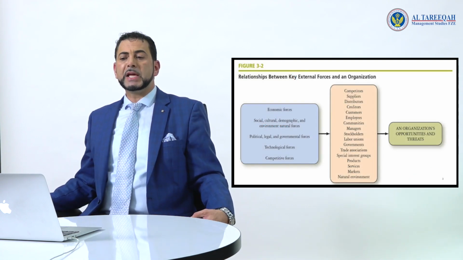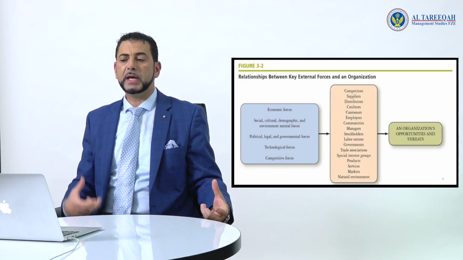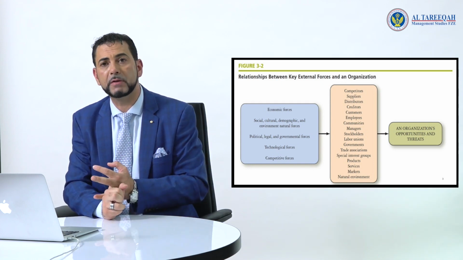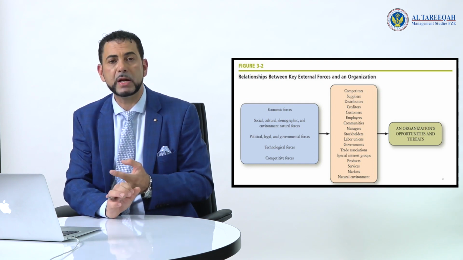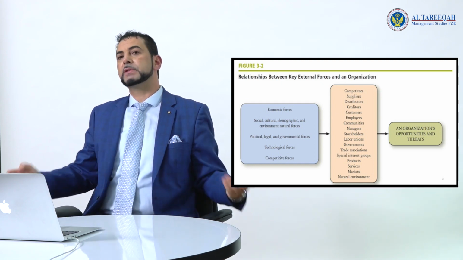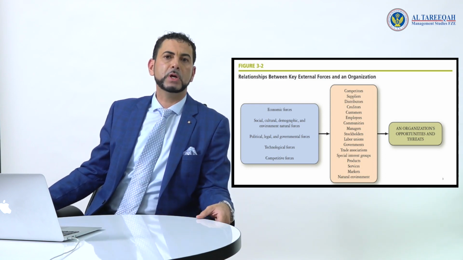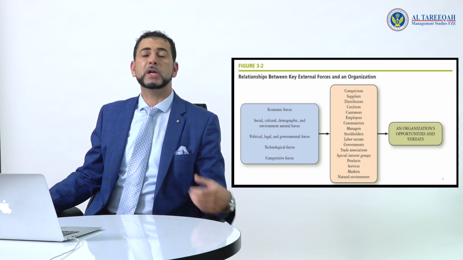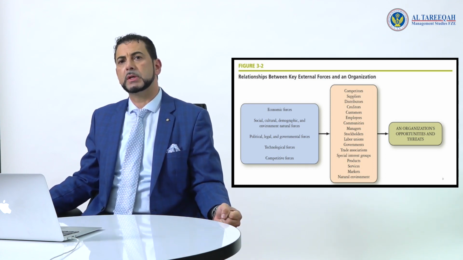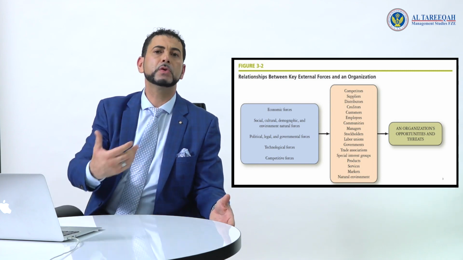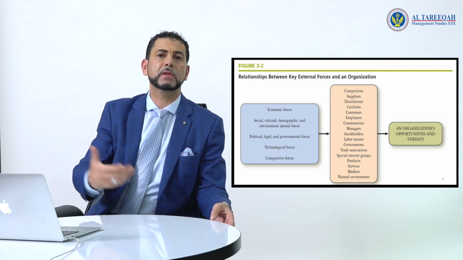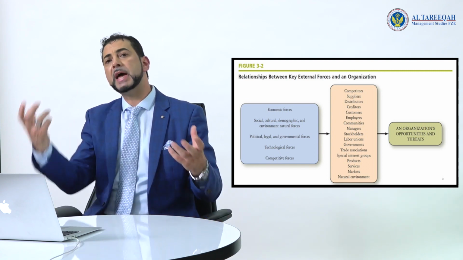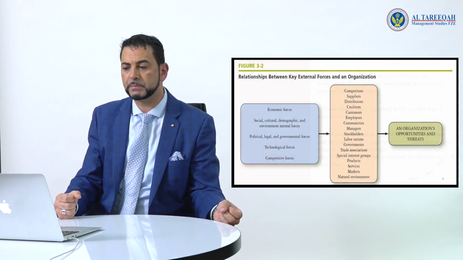Now, the relationship between the key external forces and the organization may affect your competitors, your suppliers, your creditors, your customers. So, for example, from an economic point of view, if interest rate has increased or doubled up, and you're in the construction industry, then most likely people will not be able to purchase or get you to construct their own villa because the interest rate is too high. They won't be able to get a loan. So that is all an effect from that perspective.